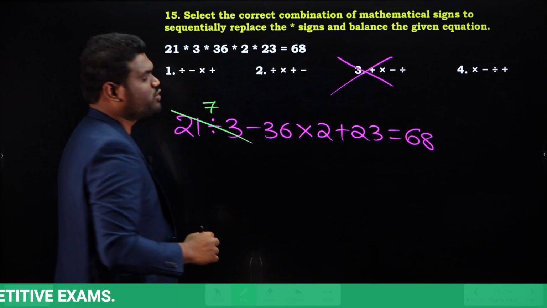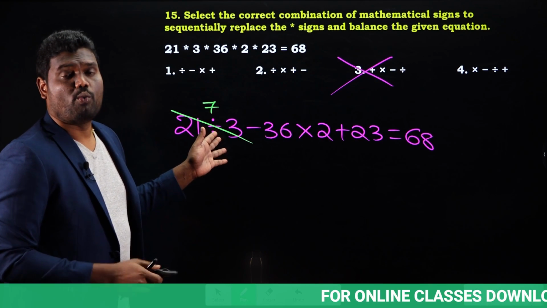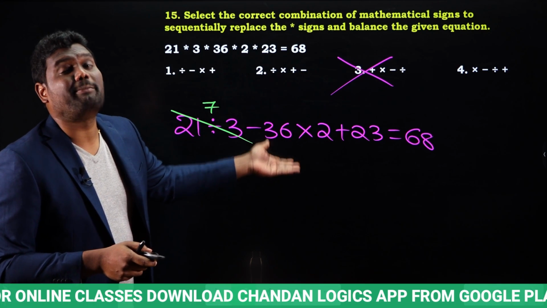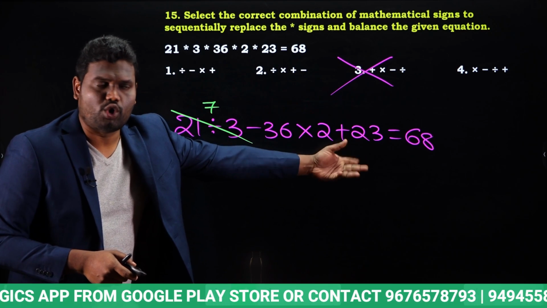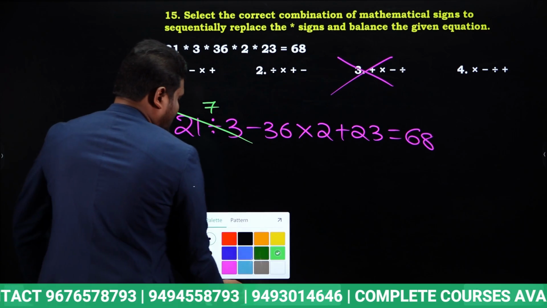Minus 36 into 2 is going to be minus 72. Minus 72 plus 23 plus 7. When you do this, obviously our answer should be a negative value. Why? The reason is minus 72 is a bigger value, so the answer should be negative. But is it negative? No, it's not a negative value. So the first one is a wrong answer. Okay, now let us look at the next one.